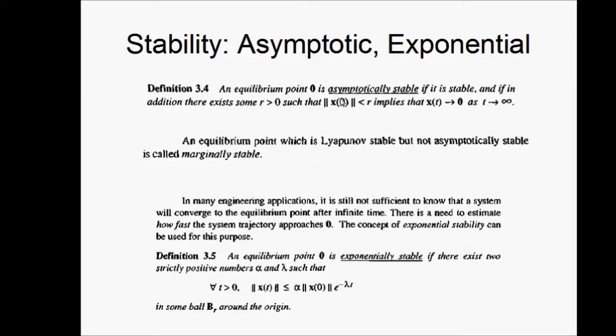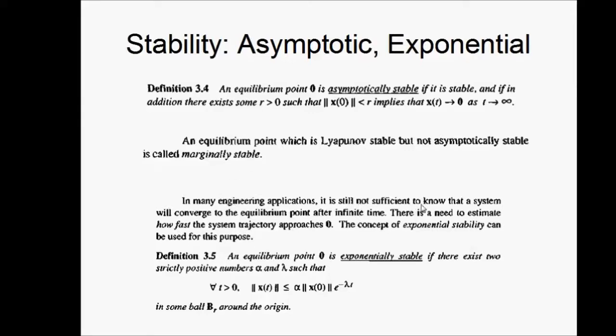So an equilibrium point is said to be asymptotically stable if it is stable and if it in addition satisfies the following condition. There must exist a capital R, small r, such that initial condition inside small r implies x(t), the future course of x, goes to 0 as t goes to infinity. An equilibrium point which is Lyapunov stable but not asymptotically stable is called marginally stable.